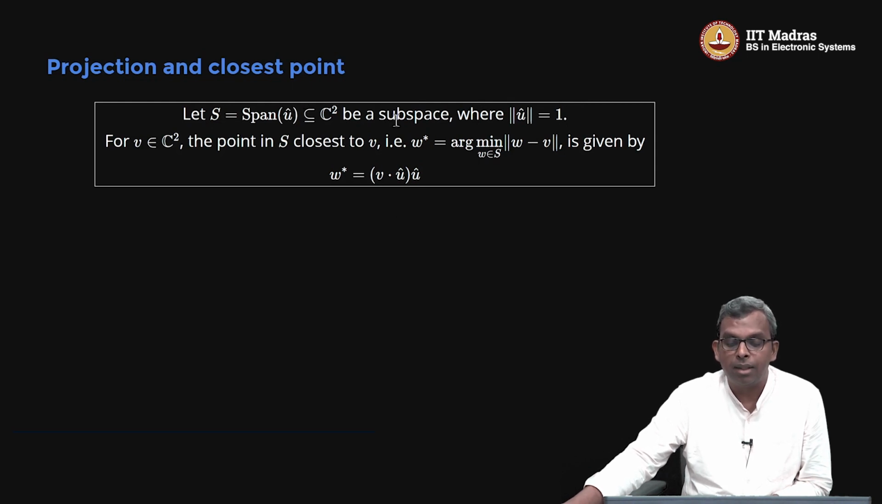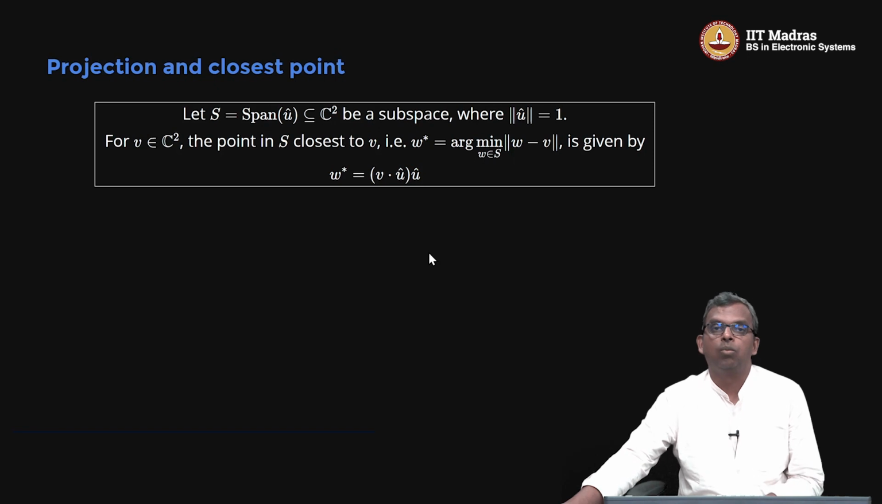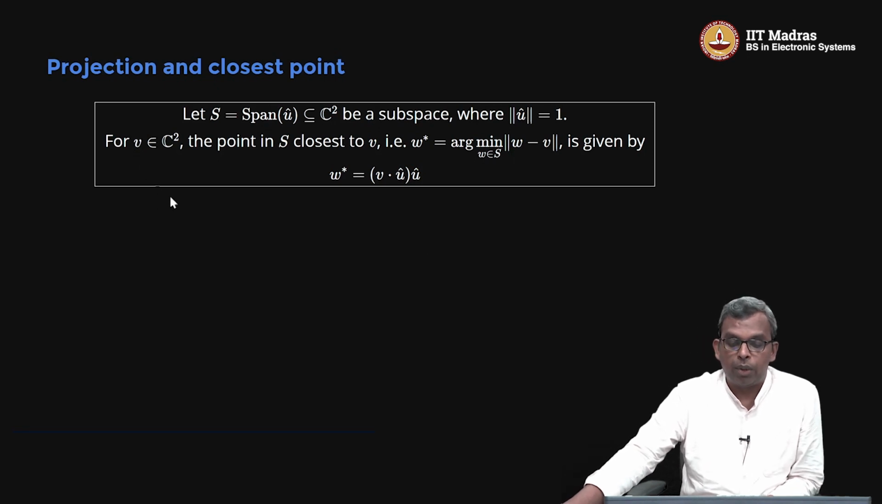So I have a subspace which is just one dimensional, it's spanned by one vector, and that I have normalized also. If I take any point V in C2, the point in this subspace closest to this V is basically W star, which is arg min over W in S of norm W minus V, or V minus W. This is given by W star equals some C times U cap. What is the C? It is V dot product with U cap. So you take your V and you take a dot product with this U cap through which you define the S. That gives you the thing you have to multiply U cap by to get the closest point here.